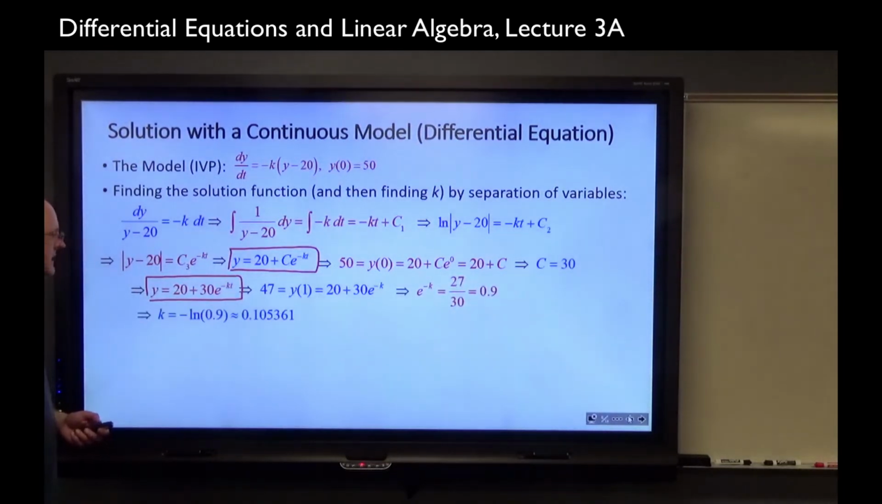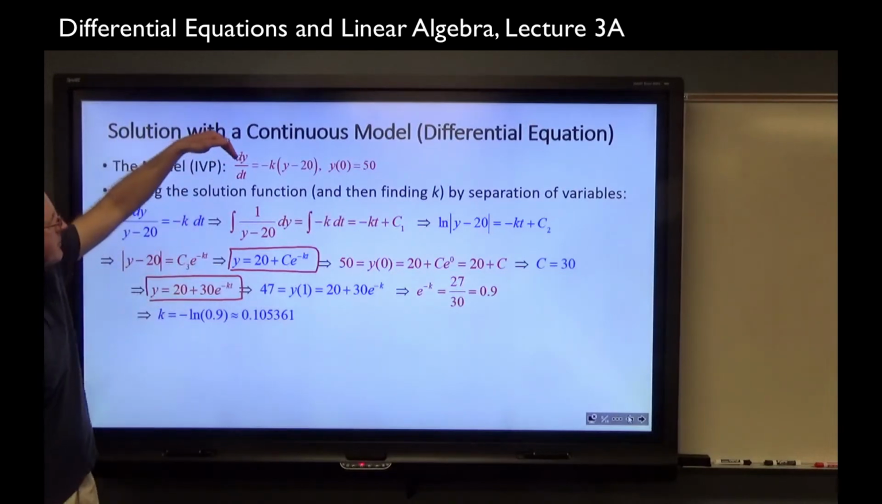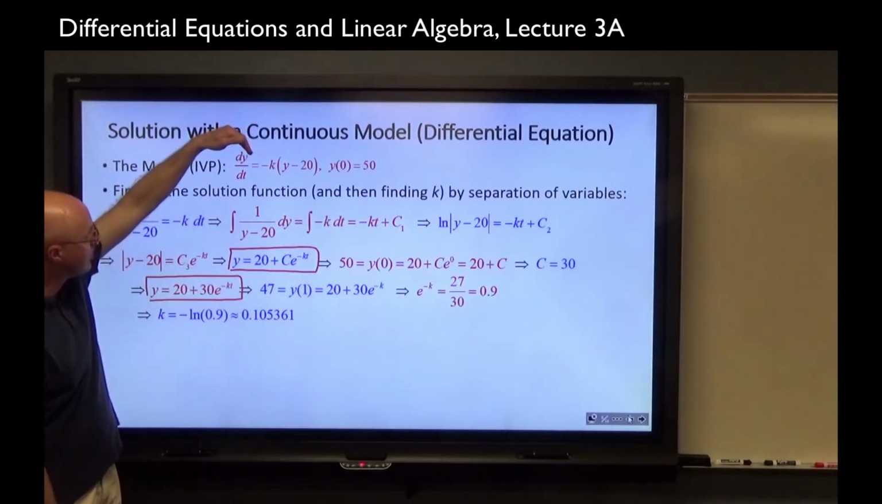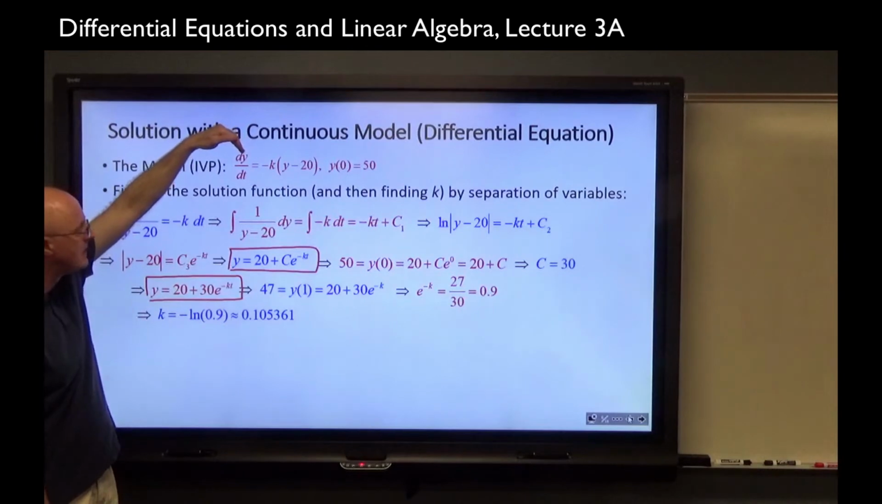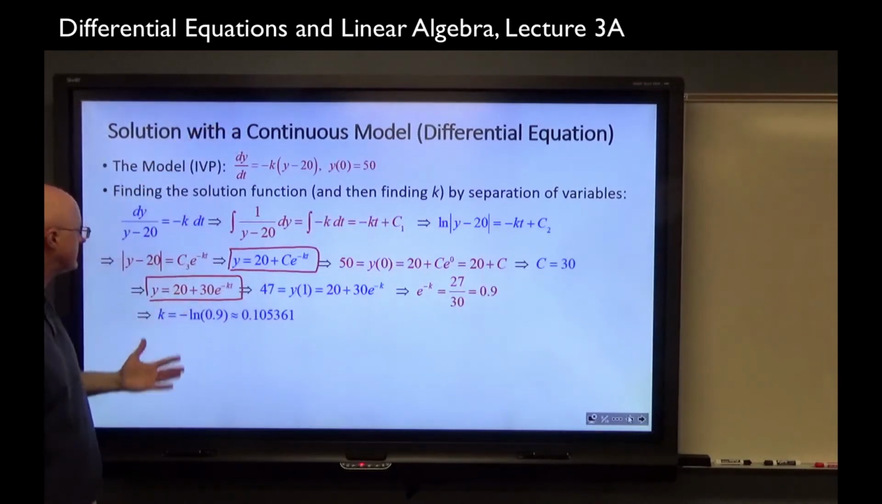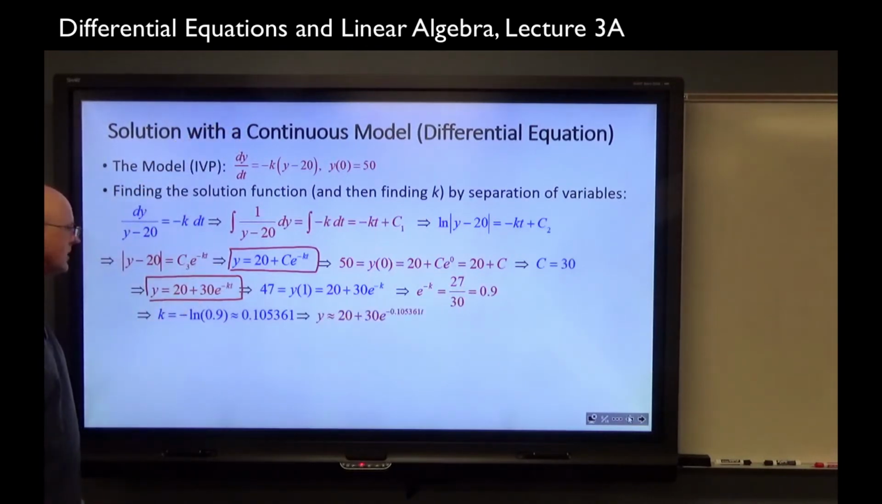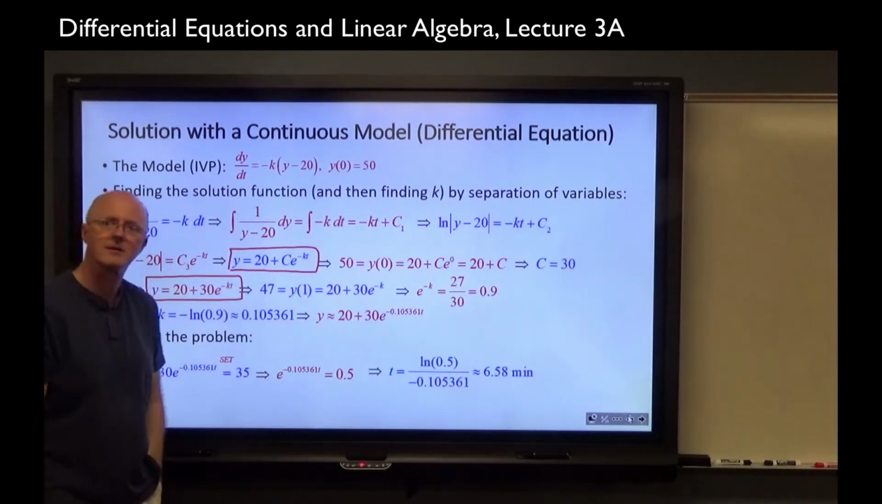K is going to be negative natural log of 0.9. You should check this work. About 0.105361, which is a positive constant. But remember, the constant of proportionality itself is negative 0.105361. Plug that in here and you've got your solution that you can use to solve for t when you set it equal to 35. And lo and behold, you get the same answer as before.